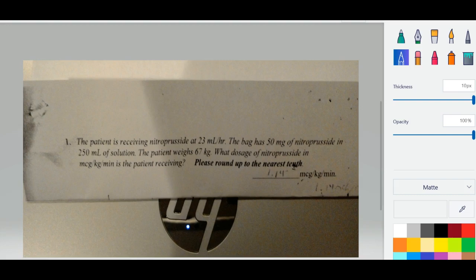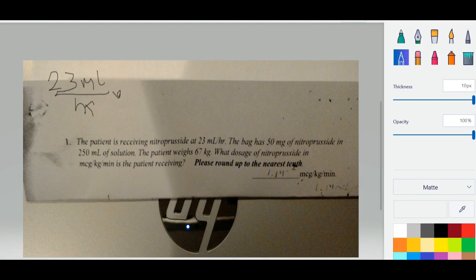The first thing we do for dimensional analysis, okay, is this. We want to always start with this guy right here. We want to start with either what it's running at right now, or the desired order from the physician. So let's make that work. The first step we do is we go 23 mLs per hour, and then we usually do what the pharmacy sent up. So what is it writing? The bag has 50 milligrams of nitro in 250 mLs.